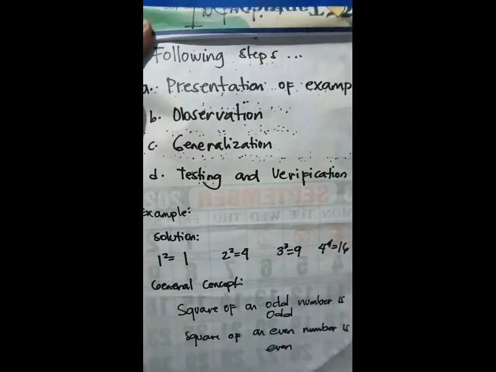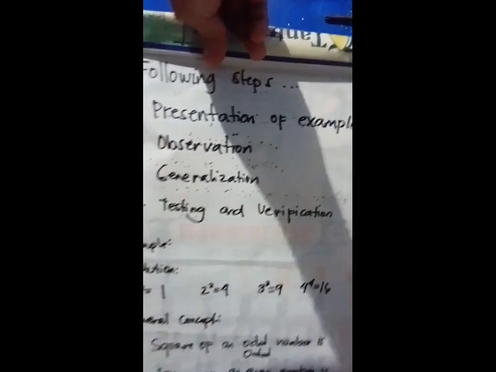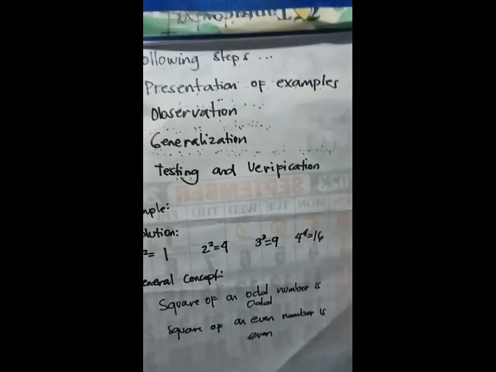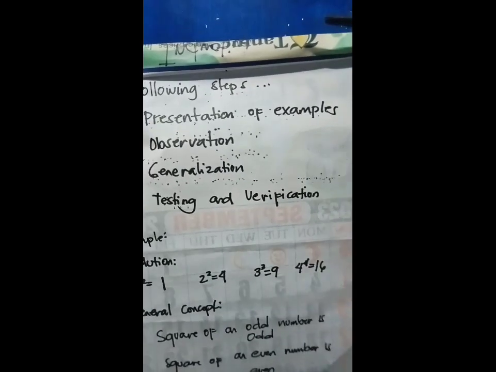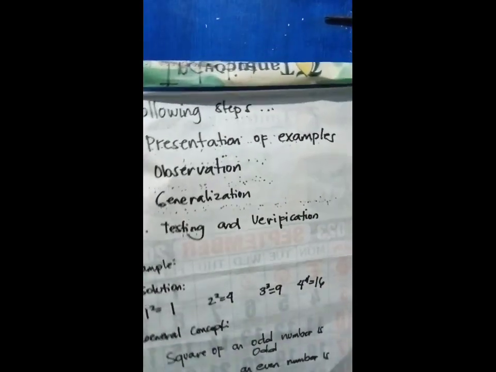Letter C, generalization. After observing the examples presented, the teacher and children decide on some common formula, principle, or law by logical mutual discussion. And now, testing and verification. After deciding on some formula, principle, or law, children test and verify the law with the help of other examples. In this way, children logically attain knowledge by the inductive method.